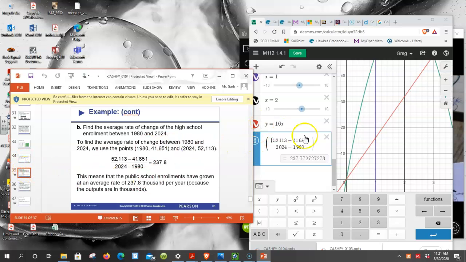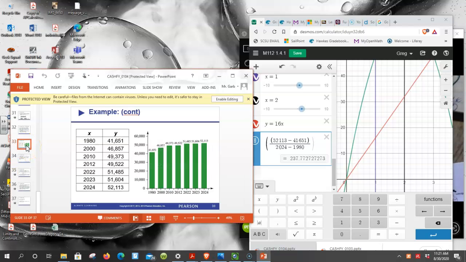So again, it's rate of change. I don't know why I picked my own numbers. Pay attention, read the problem carefully. Average rate of change between 1980 and 2024. So that's why that's our horizontal change. Our vertical is the y values that went with that from the table. I got them from here and from here.